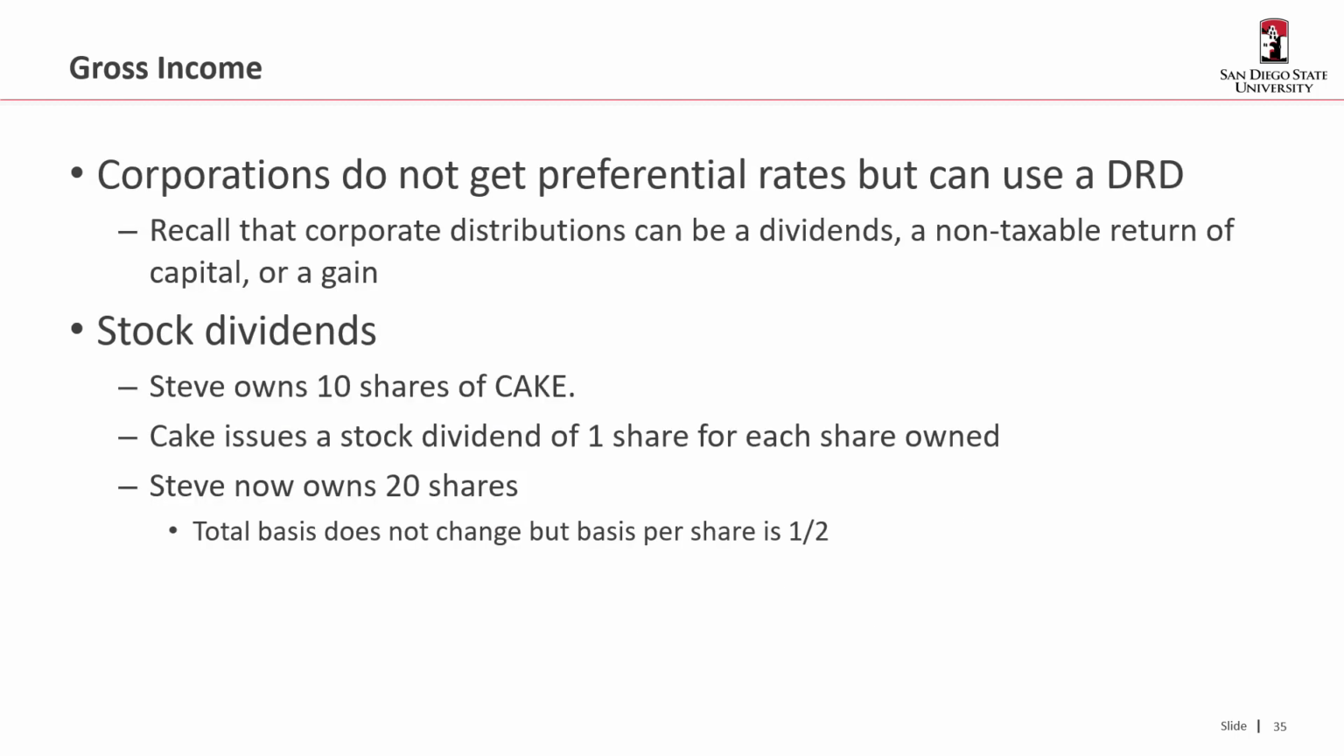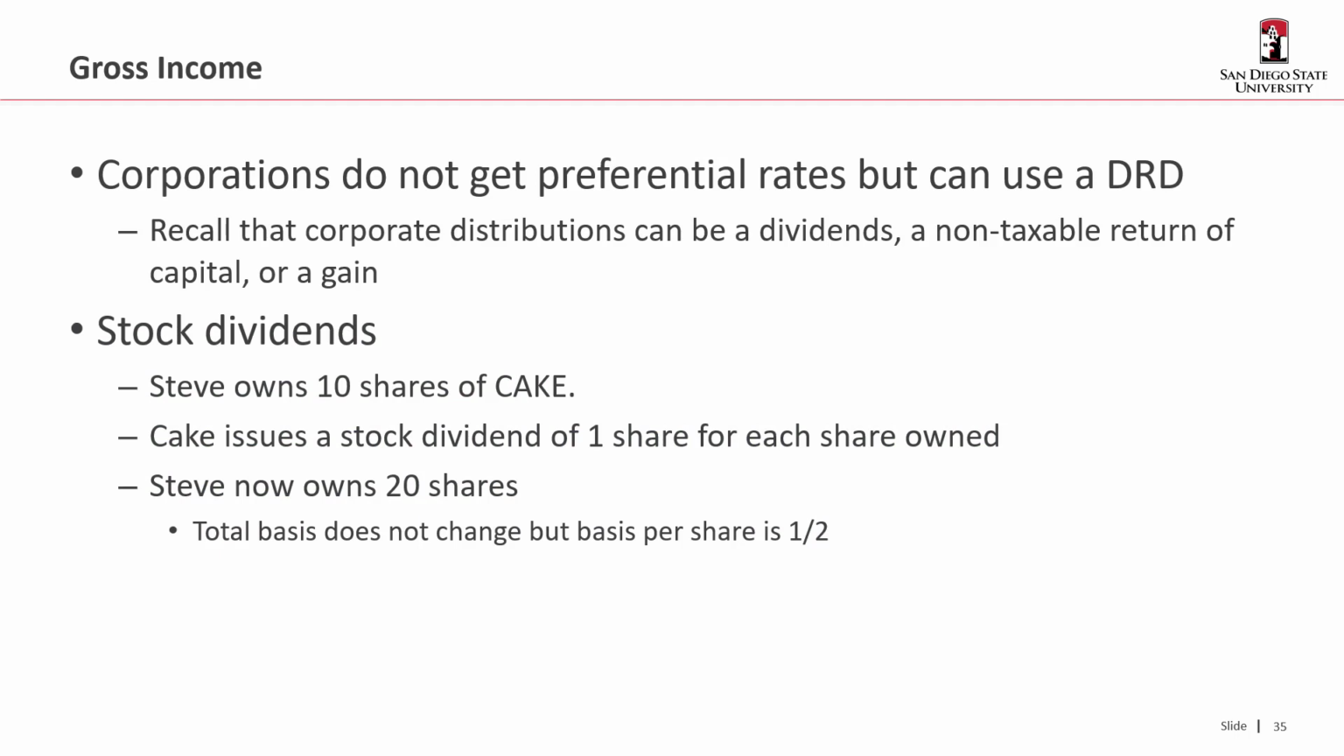All right. So again, corporations do not get preferential rates, but they can use something called a dividends received deduction. That is not within the purview of this class, but it's out there. And hopefully you can recall that a corporate distribution can be a dividend, but it could also be a non-taxable return of capital, or it could be a gain, and those would all be reported to the shareholder on a 1099-DIV statement.